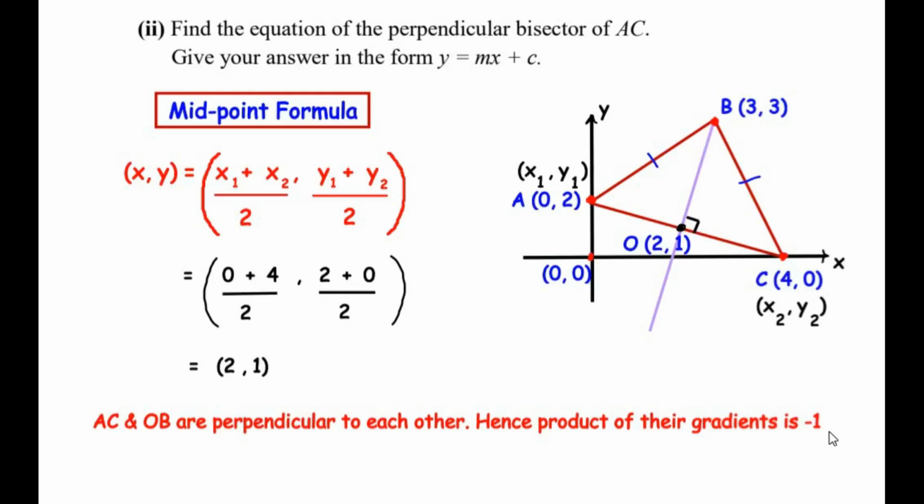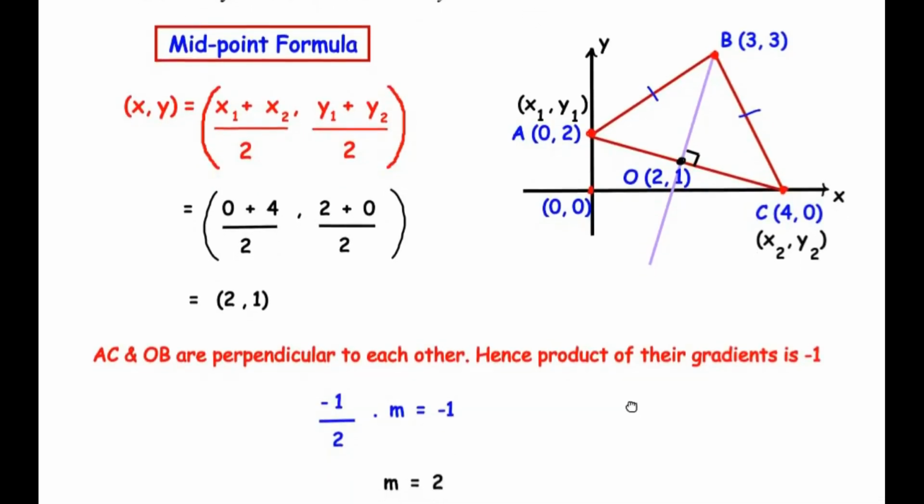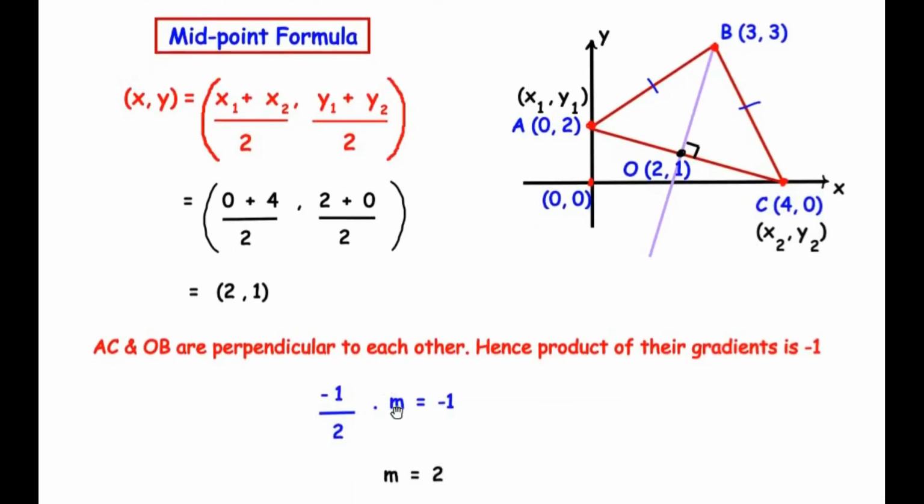So let me write it over here. -1/2, that is the gradient of AC, times m, that is the gradient of OB, is equal to -1. Now the negative and negative cancel on both sides of the equal sign, and 2 goes to the other side and multiplies with 1, giving us the gradient of OB as 2.